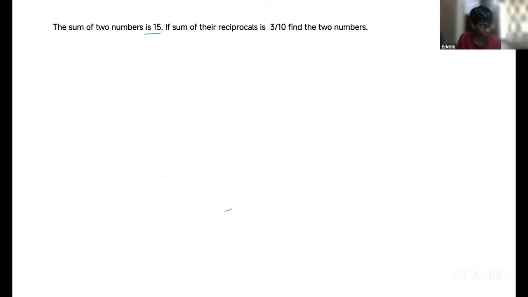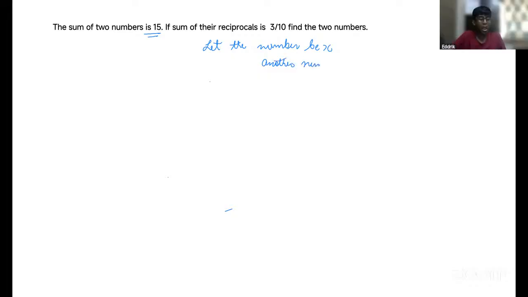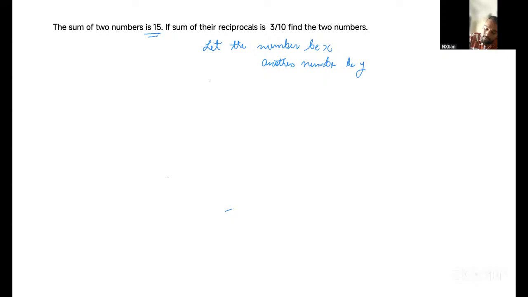So the sum of two numbers is 50. We'll take one number to be x and the other number to be y. It is given that the sum of the two numbers, x plus y, is equal to 50, and their reciprocals, 1 upon x plus 1 upon y, is equal to 3 by 10.